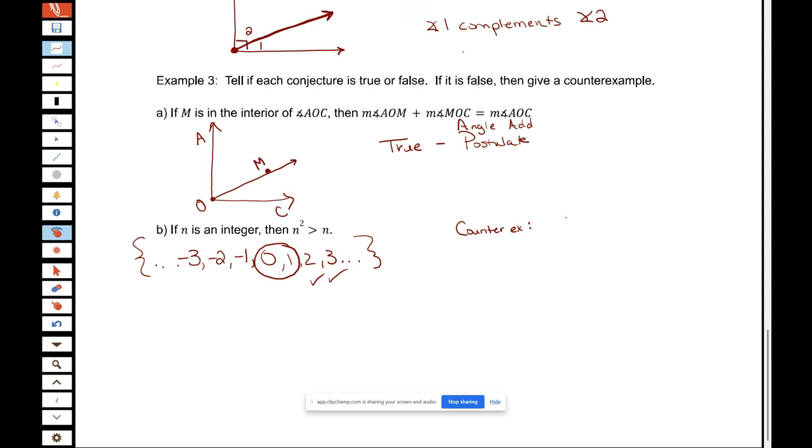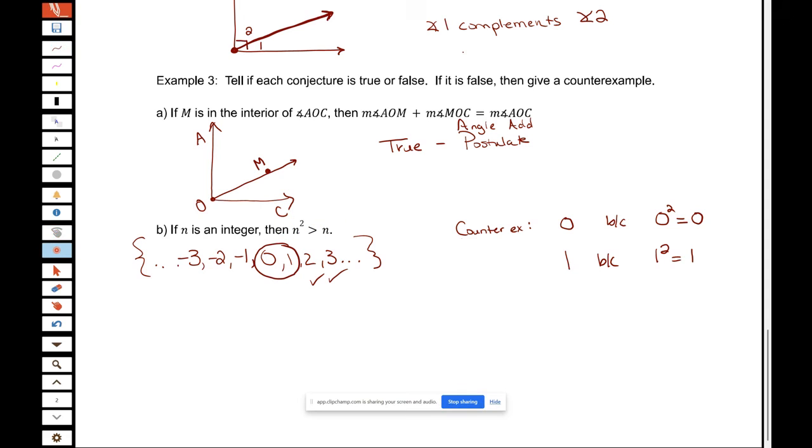Okay, counterexample is 0 because 0 squared equals 0. It's not greater than 0 like the problem said. And then 1 because 1 squared equals 1. It's not greater than 1 as the problem said.